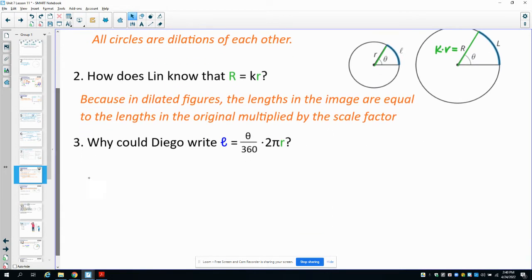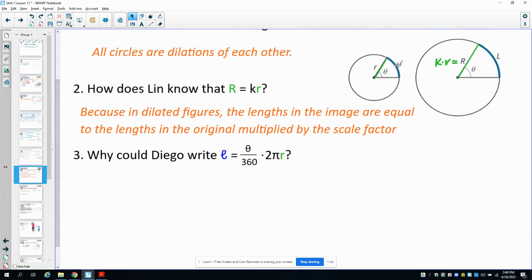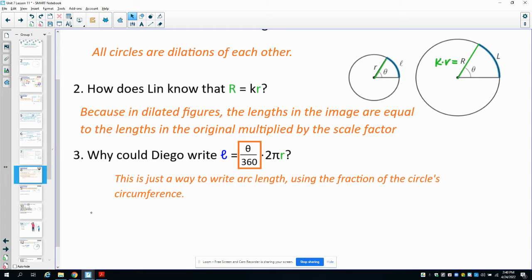And then what is Diego talking about in number 3? That this original arc length is equal to theta divided by 360 times 2 pi r. This is just a way to write out the arc length formula that uses what portion of the circle we are looking at. The central angle always gives us the portion of 360, and then 2 pi r is our whole circumference. So we're looking at the portion of the circumference.